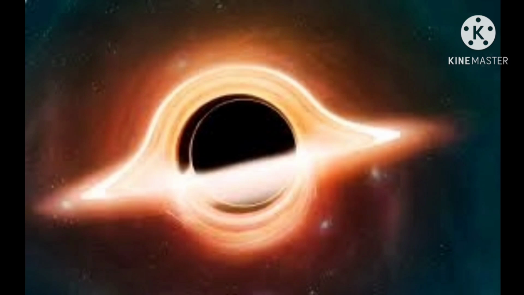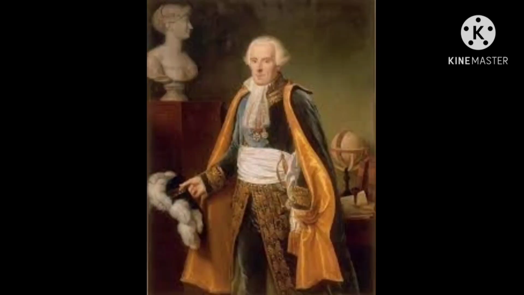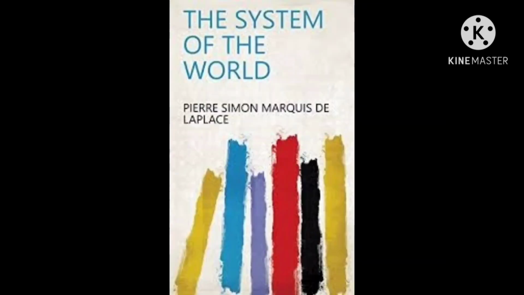In 1783, Professor John Michell of Cambridge University described black holes. After that, in 1796, Pierre Simon, a French scientist, described black holes briefly in his book The System of the World. Then, in 1916, Albert Einstein predicted the existence of black holes with his general theory of relativity.